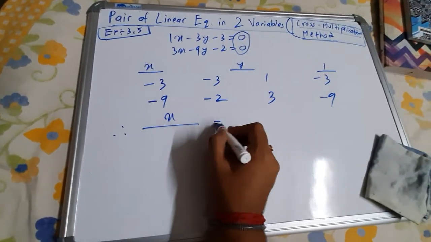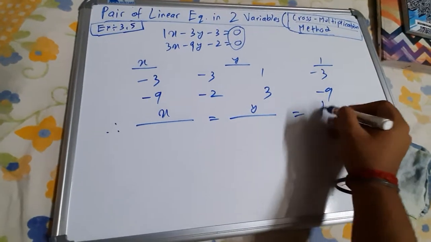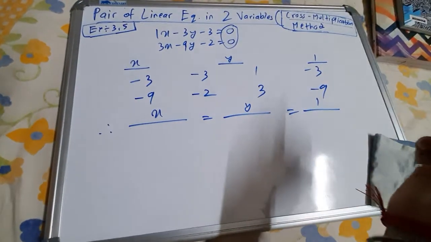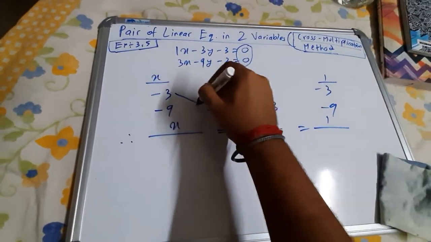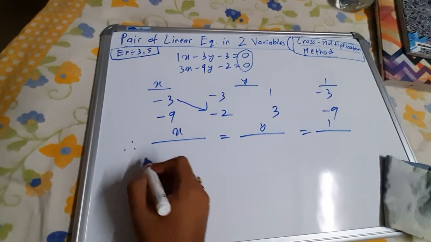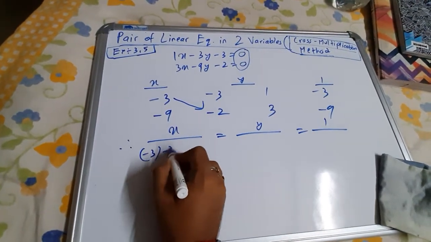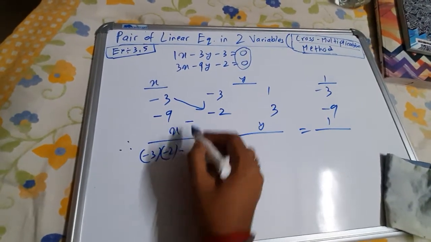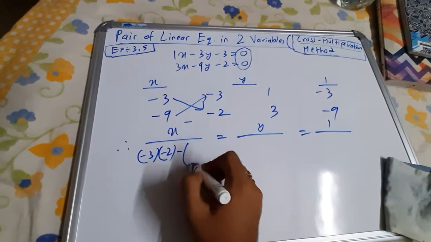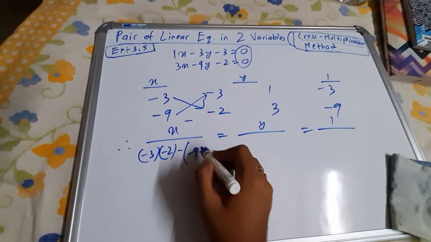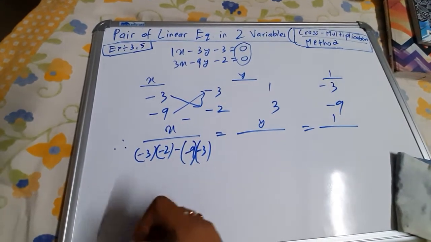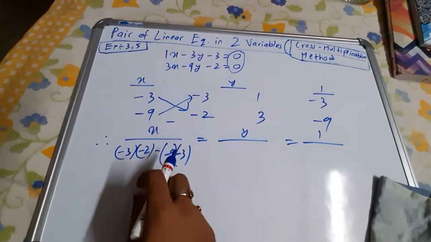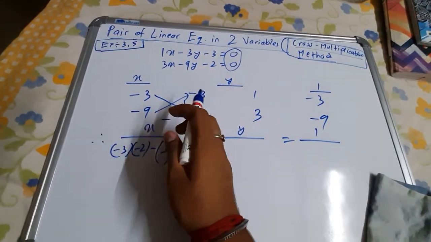The actual cross multiplication: x by equals y by equals 1 by. I have given that. Now multiply minus 3 and minus 2, give a minus sign in between, then multiply minus 9 and minus 3. So minus 3 minus 2, give a minus sign, minus 9 minus 3.